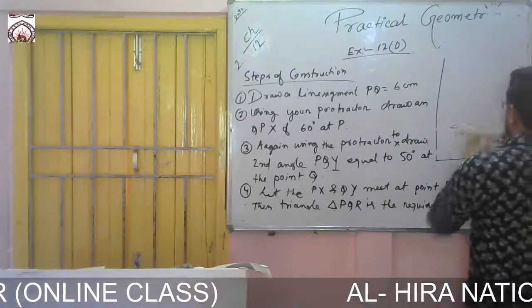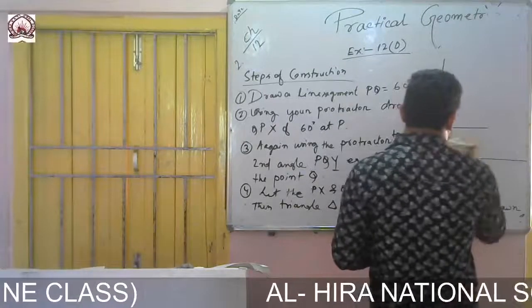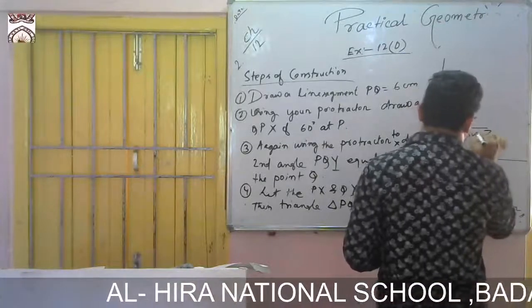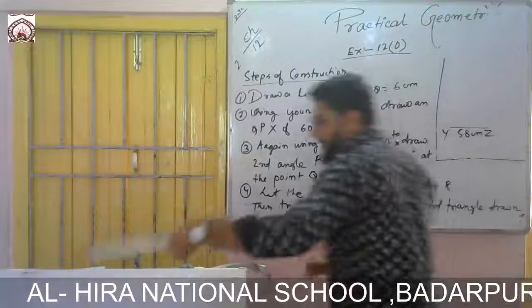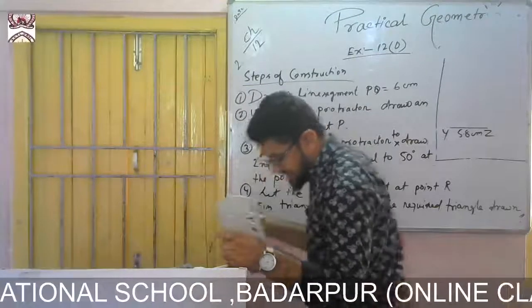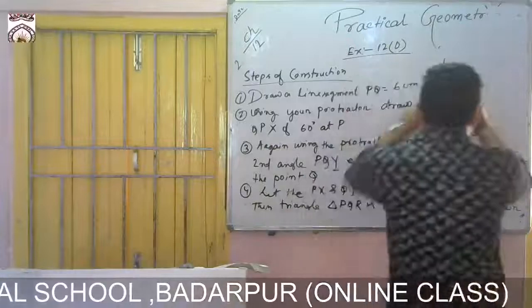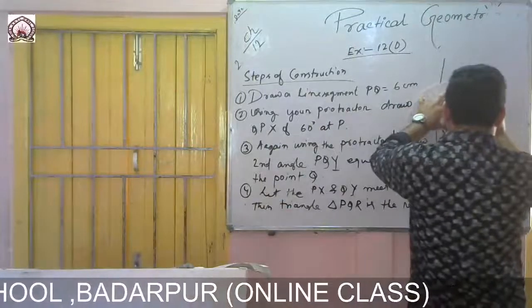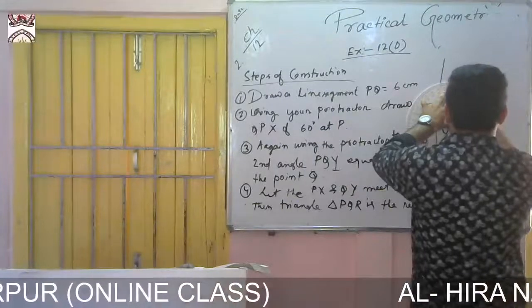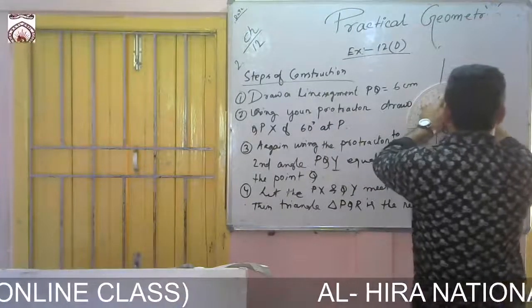So this is Y, this is Z, and this is 5.8 centimeter. Now at angle Y, 100 degree. So at angle Y, 100 degree: 10, 20, 30, 40, 50, 60, 70, 80, 90. So this one is 100.